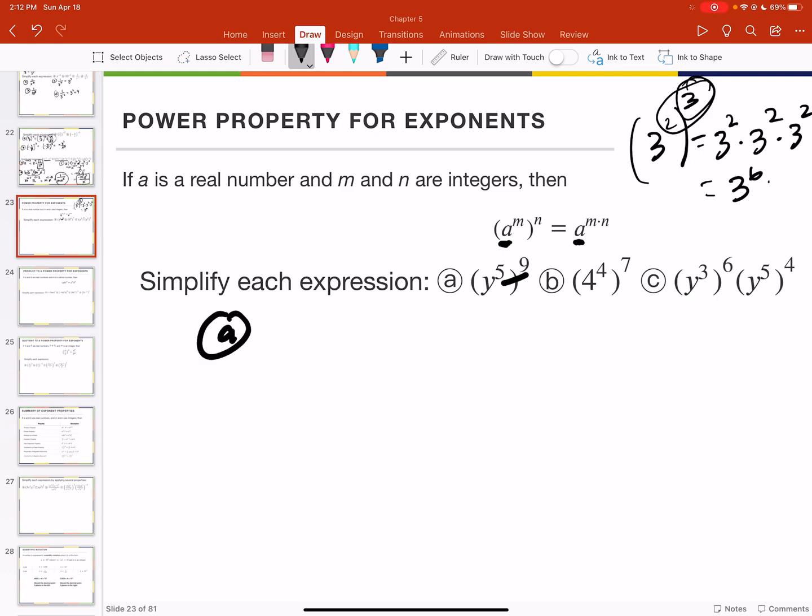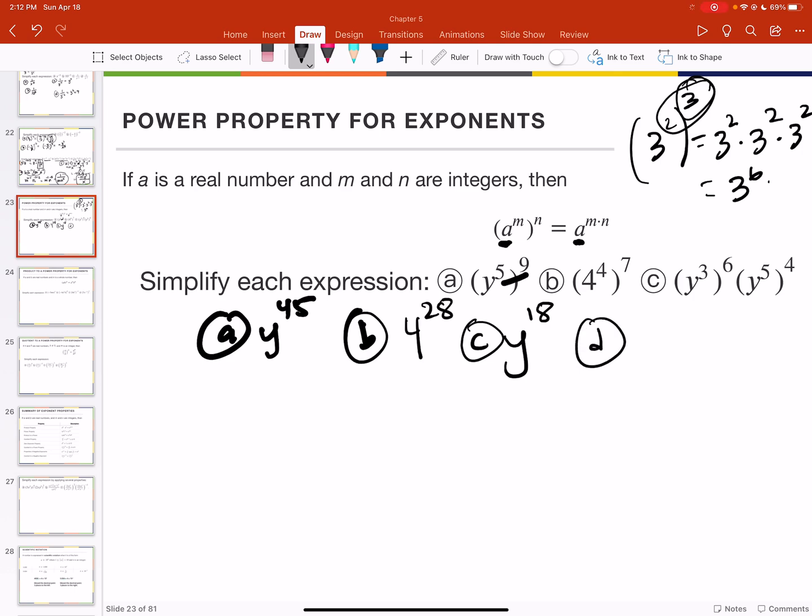So for A, y to the 5th power to the 9th power is y to the 45. B, you would have 4 to the 28th power. C, y to the 3 times 6 is 18. And then D, y to the 5 times 4 is y to the 20th power. Okay, so that's the power property.